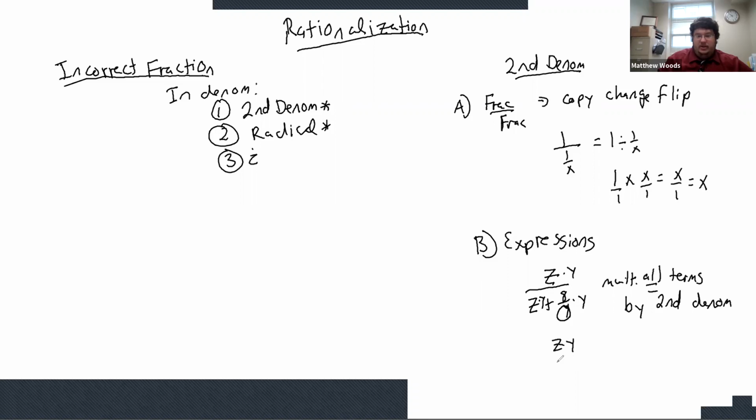So I get zy over zy, z not a 7, plus 8y over y. These cancel out, so I'm just left with zy over zy plus 8. So that's all there is to these. You have to remember to multiply every term. You're not just multiplying this one part of the expression in the numerator. You have to multiply every term in the expression. Otherwise, it's not going to come out correctly.